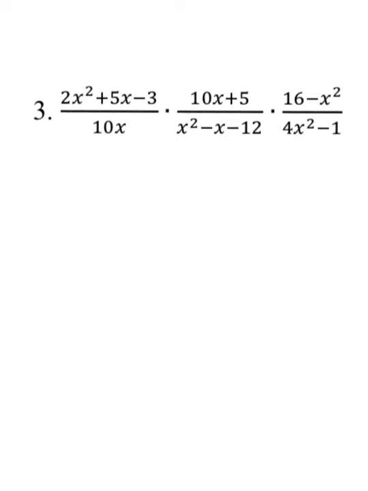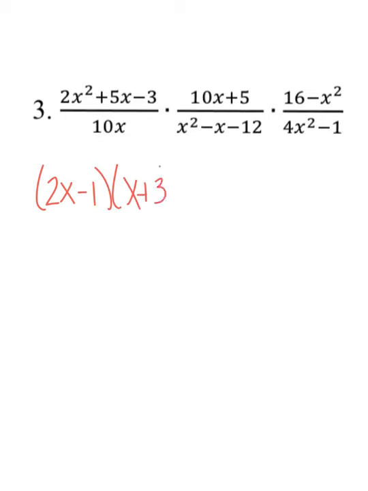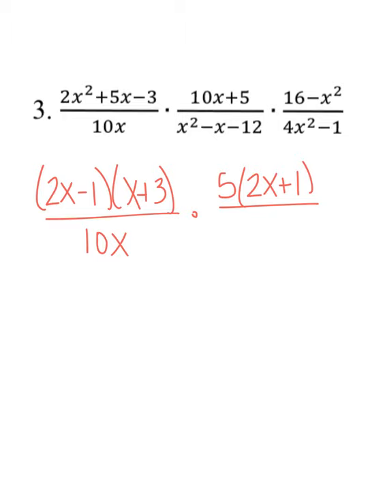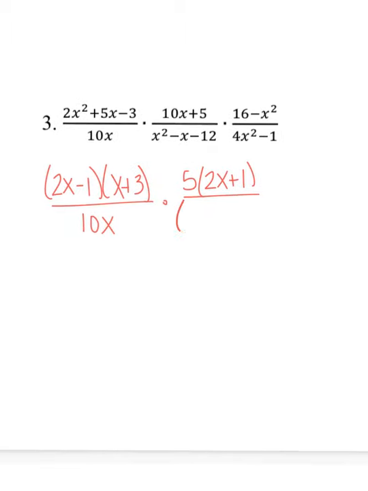And then number 3, you can also do this with 3 things going across. You could have 3 rational expressions being multiplied. The rules don't change. You cancel a numerator with a denominator and that's it. So 2x squared plus 5x minus 3, when you factor that, that should be 2x minus 1 times x plus 3, divided by, on the bottom, 10x. Can't factor that. Times 10x plus 5. Take out a 5 as a GCF, you are left with 2x plus 1. Divided by x squared minus x minus 12, that's master product. Should end up with x minus 4 times x plus 3.